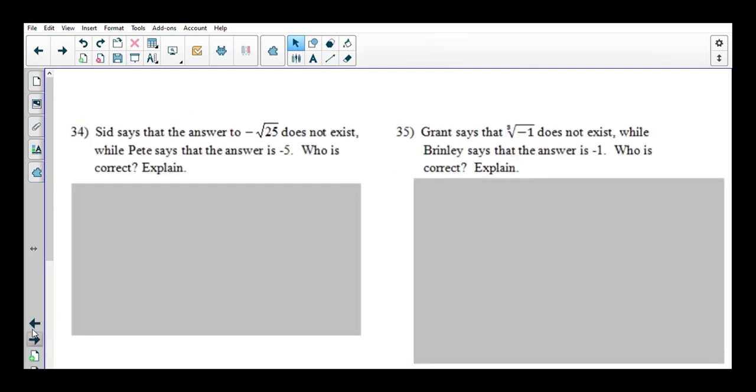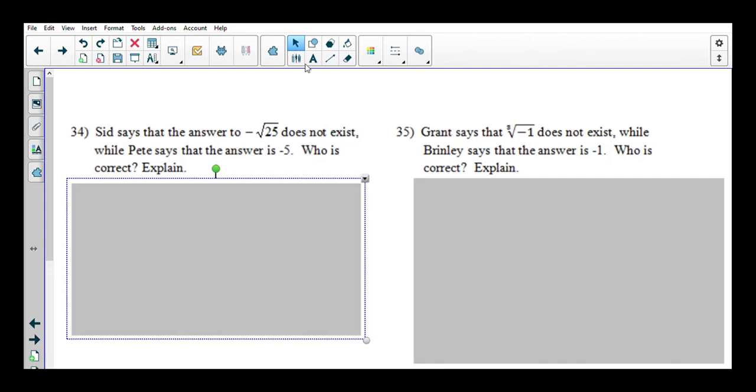All right, so we've got a few more questions to look at. Let's go through these a little quicker. Number 34, it says, Sid says that the answer to negative square root of 25 does not exist, while Pete says that the answer is negative 5. Who is correct? Explain. What do you think?